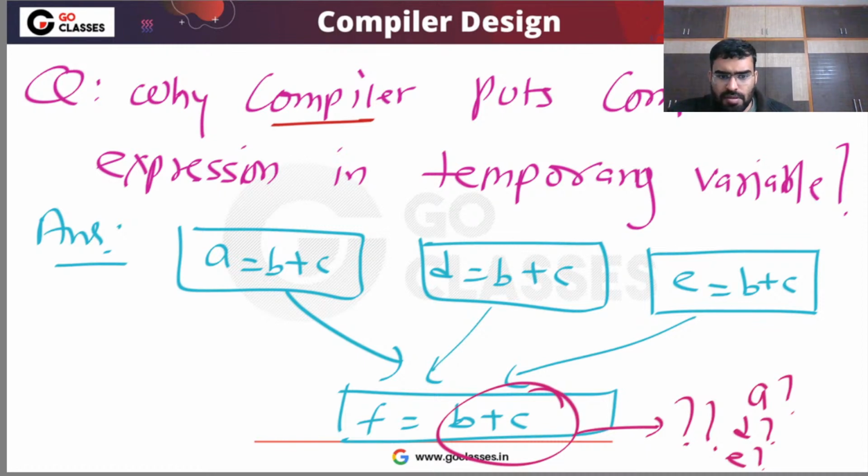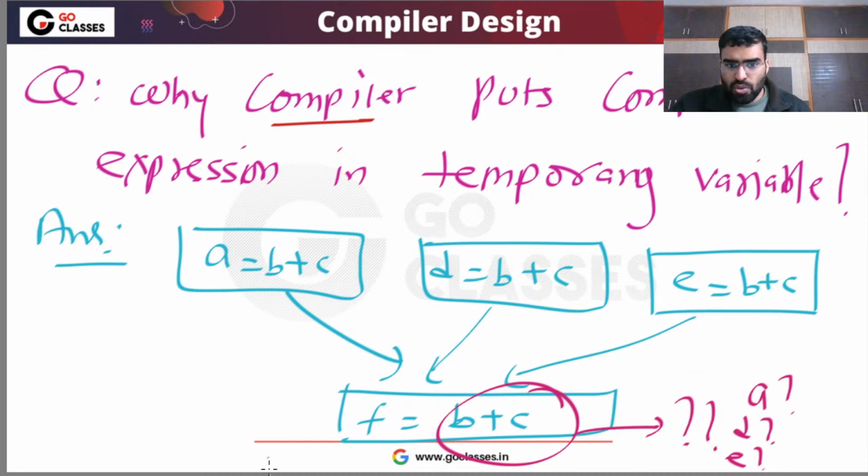Anyone? So you can notice that, let us assume here you have computed b plus c. Whether you go like this, or like this, or like this, b plus c is computed. So at this point b plus c is computed. My question is, what should I do with this b plus c? Should I replace it with a or b or d or e? This is my question.